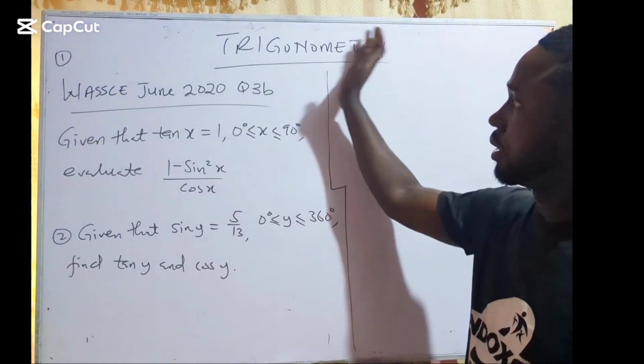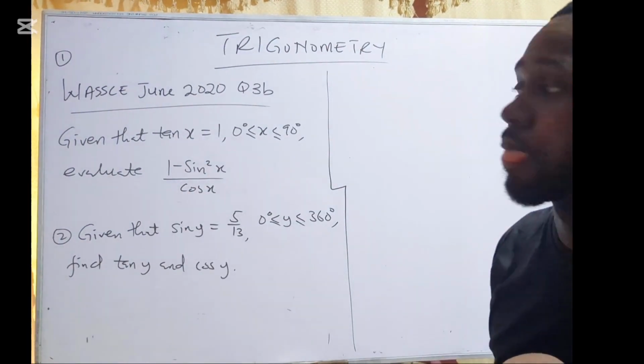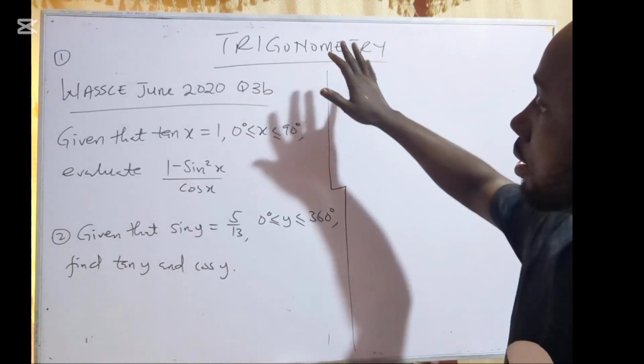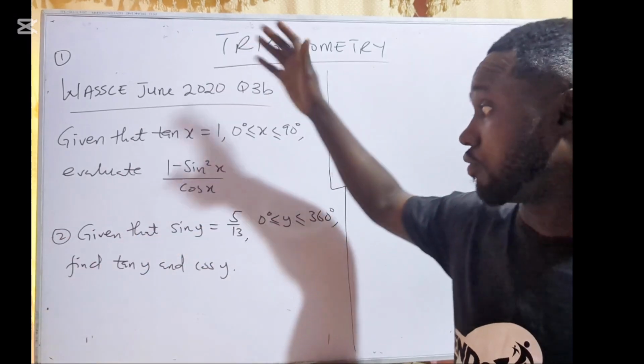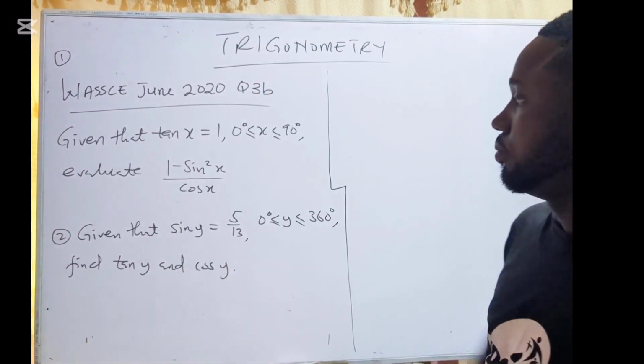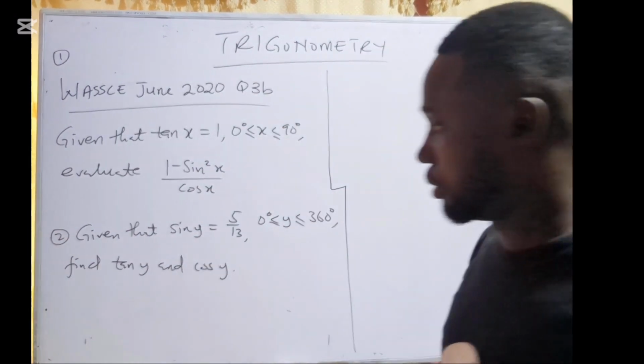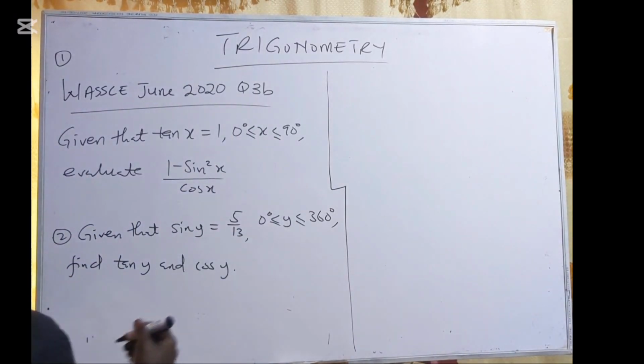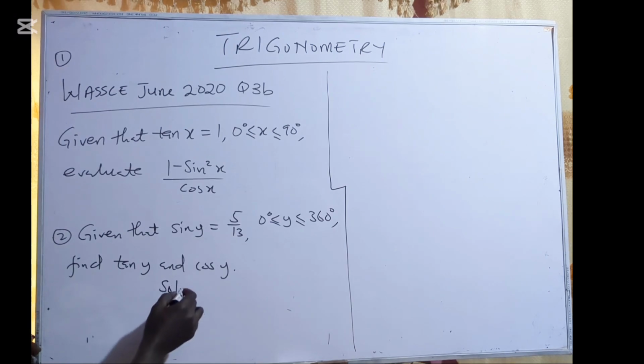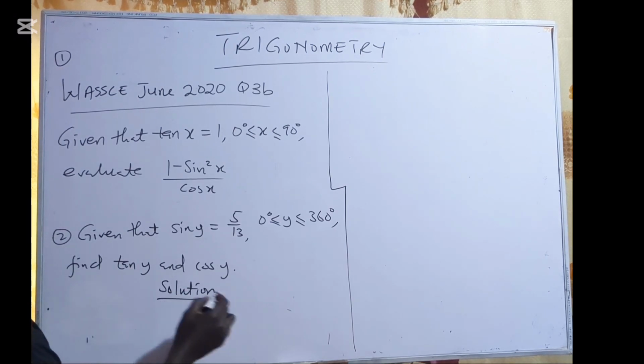Hello, let's look at this question also. We are still on when you are given a trigonometric ratio, you are asked to find the value of other trigonometric ratios. So let's look at number 1.